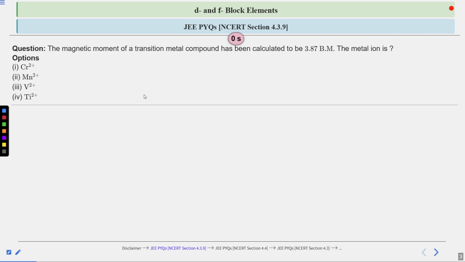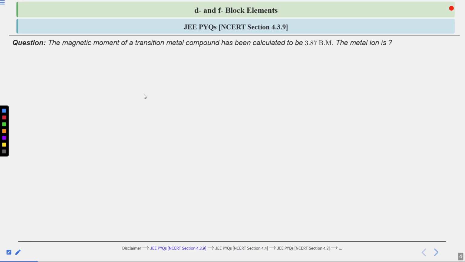Let's see. So for this given question, the correct answer is option third, that is vanadium 2 positive. Let's see how.